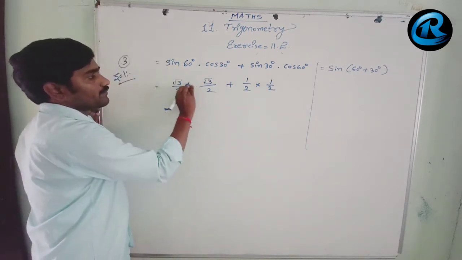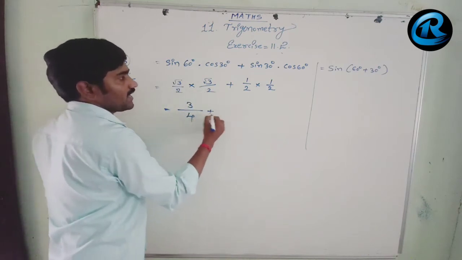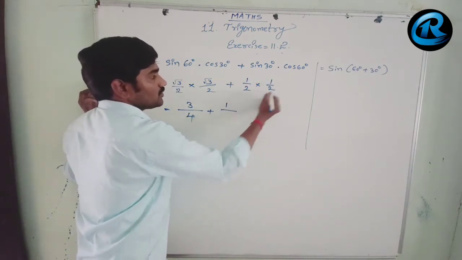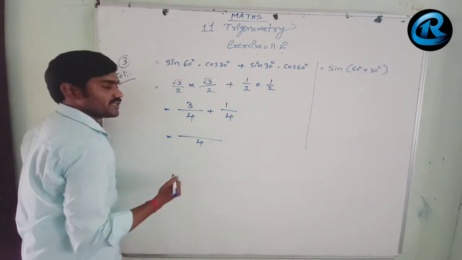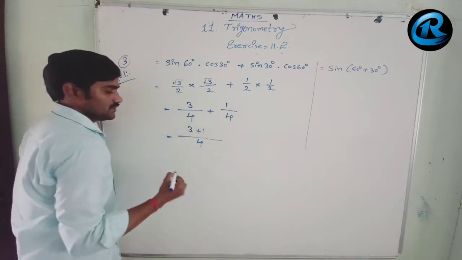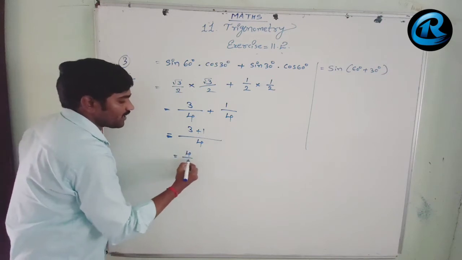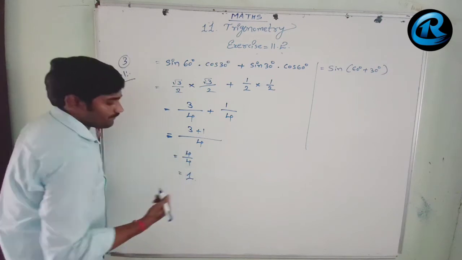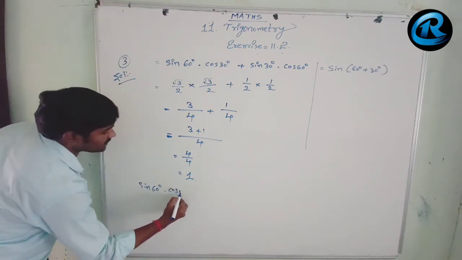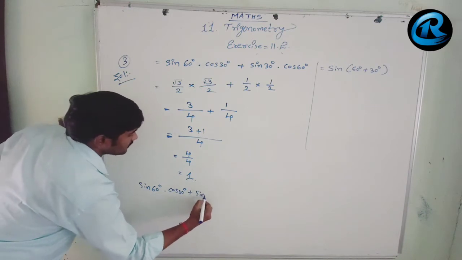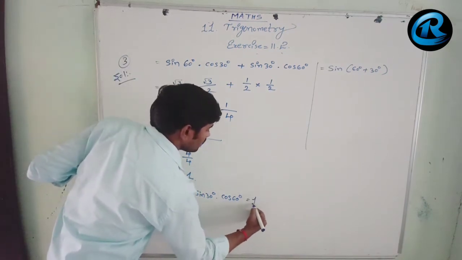Now root 3 into root 3 is 3, over 2 into 2, which is 4, plus 1 into 1 is 1, over 4. These are like fractions, so you write the denominator the same and add the numerators. 3/4 and 1/4 give us 4/4, which equals 1. So sin 60 degrees into cos 30 degrees plus sin 30 degrees into cos 60 degrees equals 1.